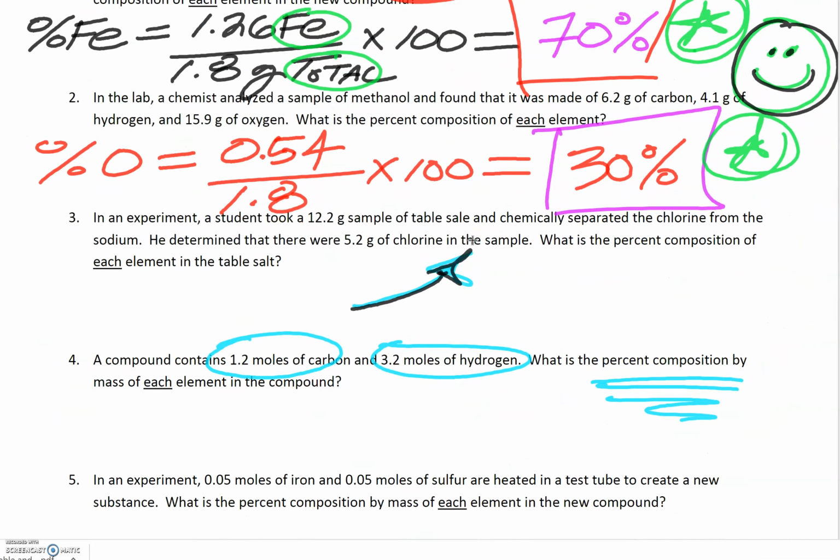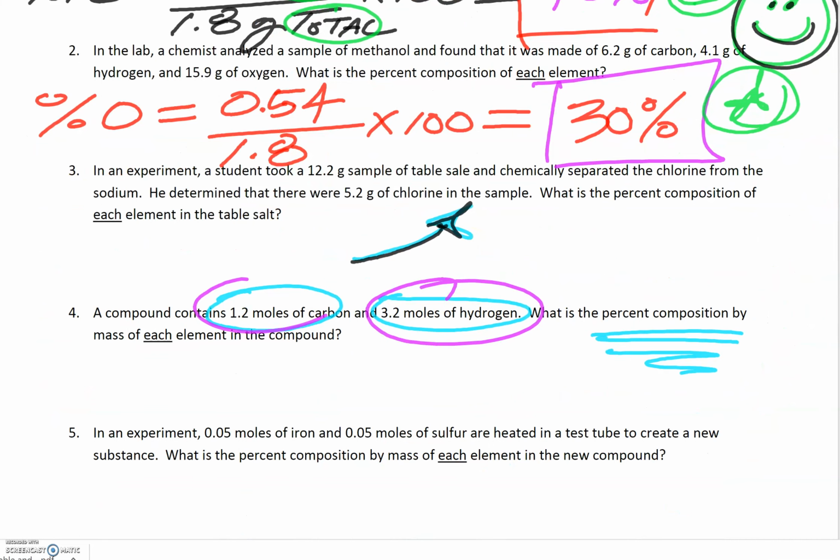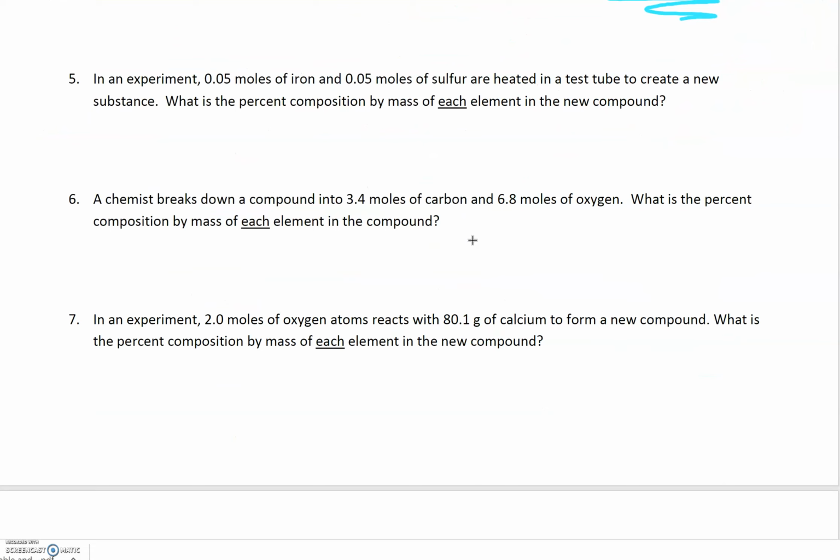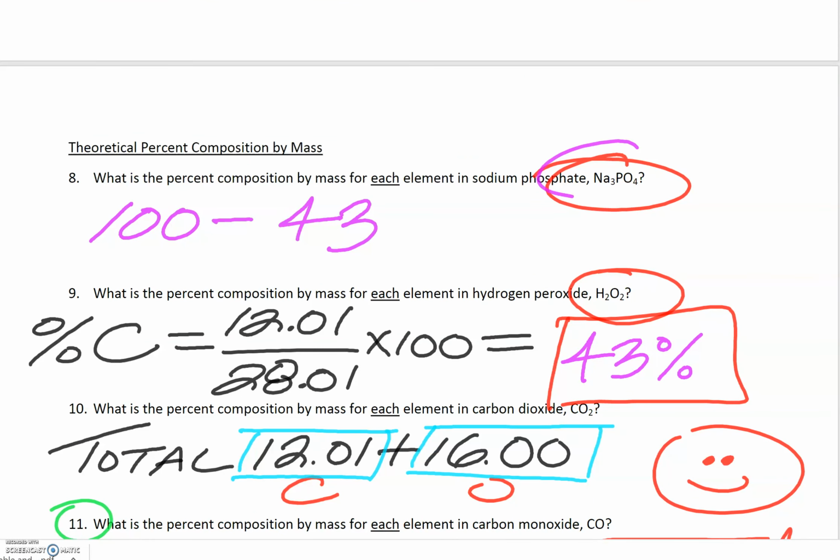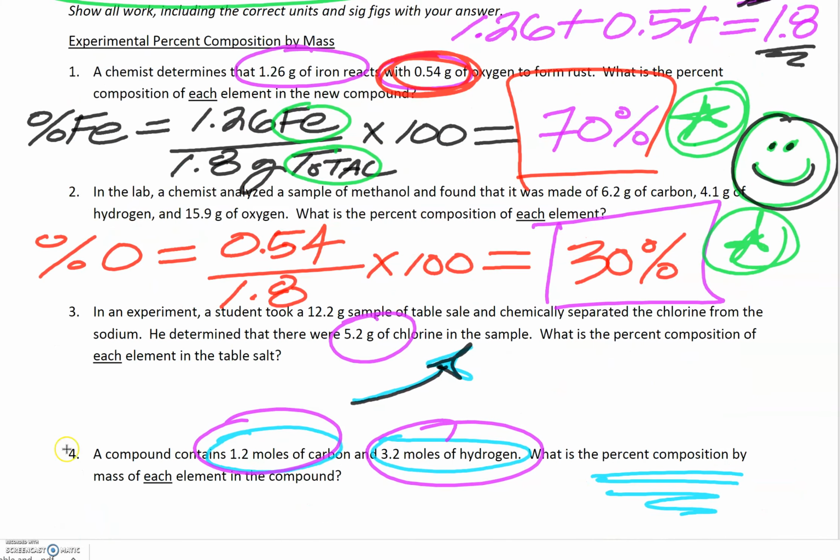I guess one last thing, again: moles, grams, or a formula, they are all going to basically use the same problem-solving strategy. Your value of what you are trying to find divided by the total. So, all right, hopefully this is helpful.